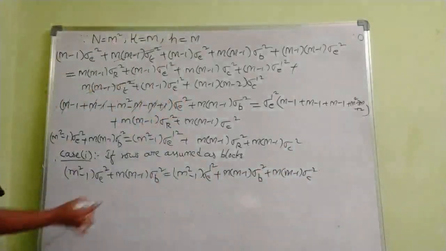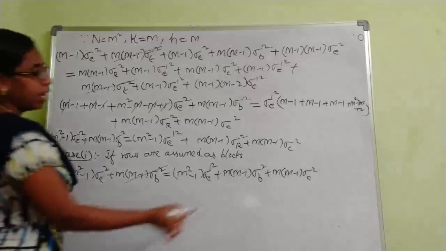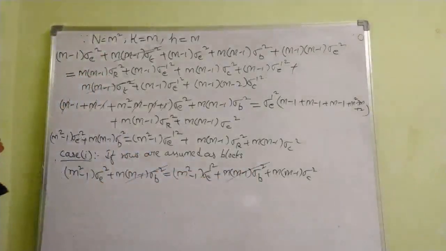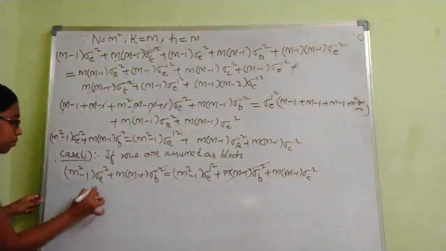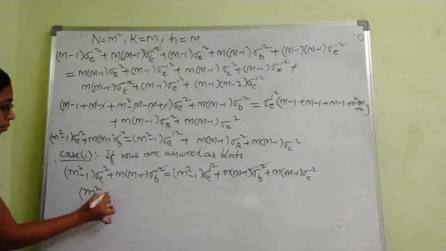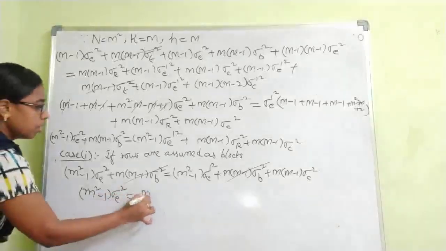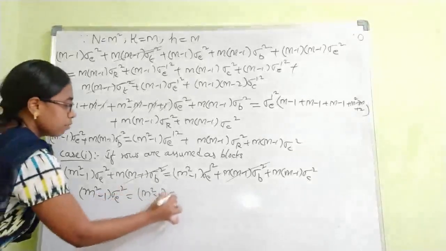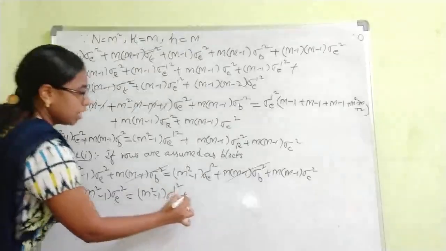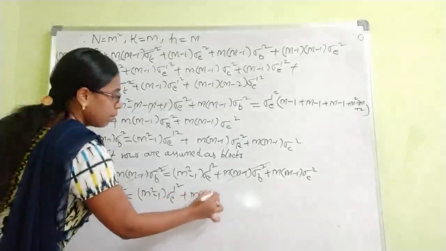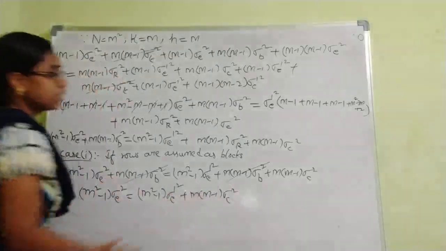So now m into m minus 1 sigma b square and m into m minus 1 sigma b square get cancelled. So what are the left out terms? m square minus 1 sigma e square is equal to m square minus 1 sigma e dash square plus m into m minus 1 sigma c square.